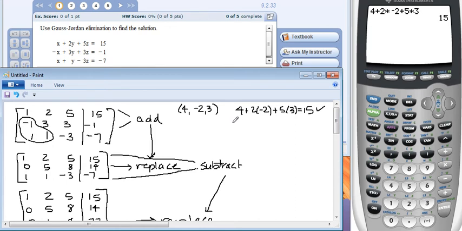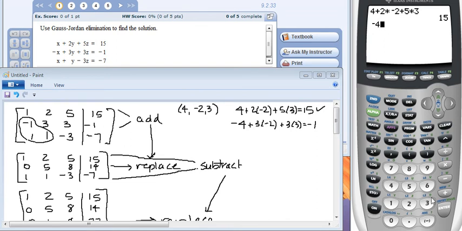Then I've got the second one to check. So I've got a -4, right? The opposite sign of 4 plus 3 times -2 plus 3 times 3. That has to equal -1. So let's use a calculator again. So we've got -4 plus 3 times -2 plus 3 times 3, -1. Perfect. Doing good.